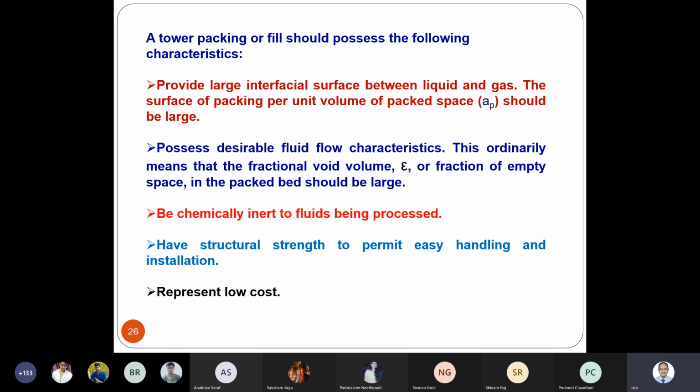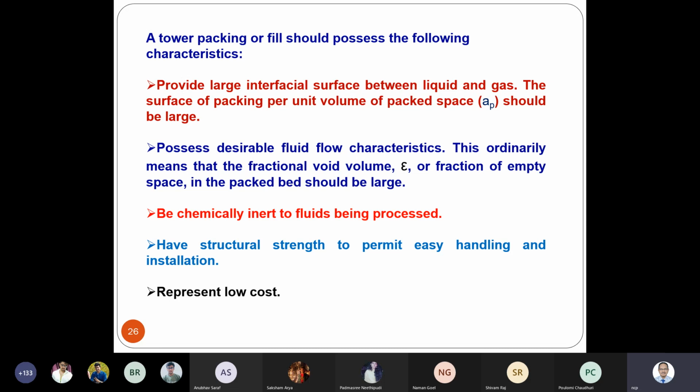Then structural strength. It should have enough structural strength to permit easy handling and installation. As I mentioned, random packings are mostly dumped from the top of the tower, and if it is not of sufficient structural strength, it will break into small pieces and obviously will not give the desired fluid flow characteristics. When it is broken into small pieces, that will reduce the void volume, right? So it should have sufficient structural strength.